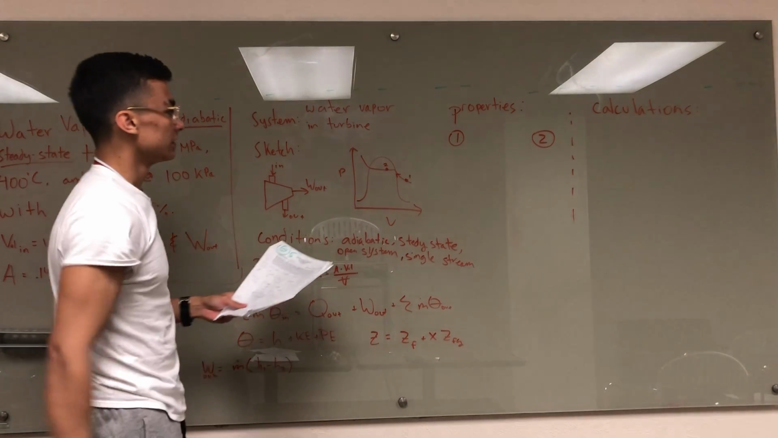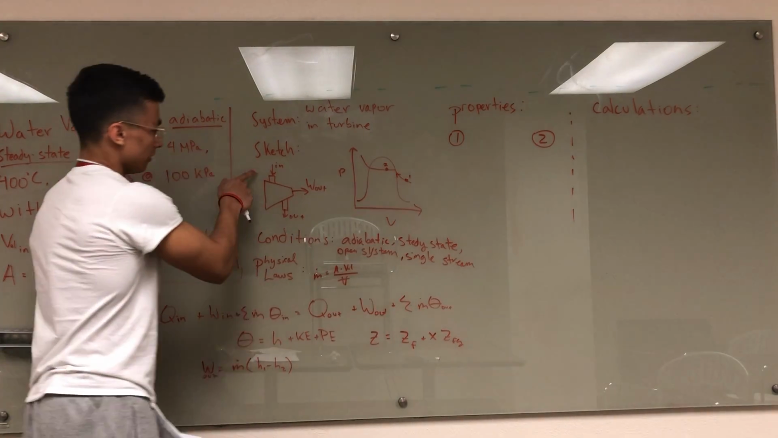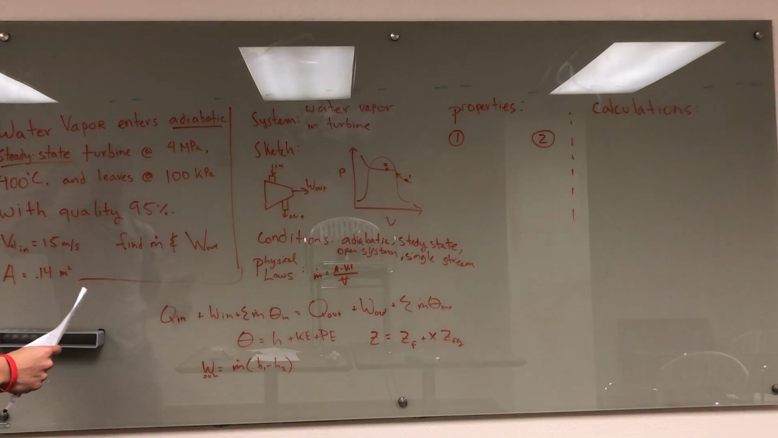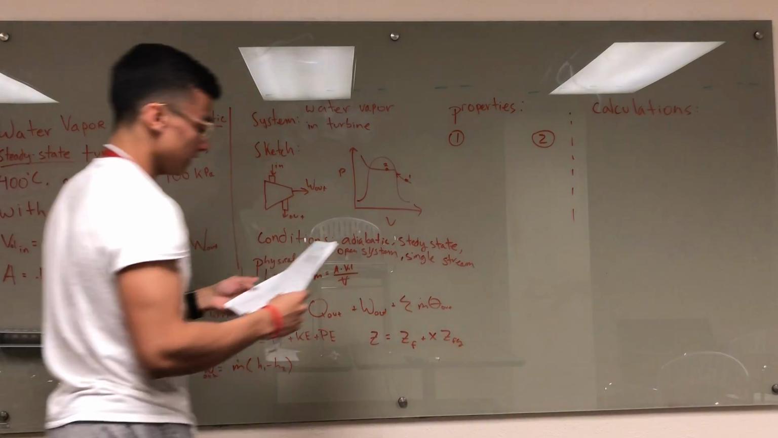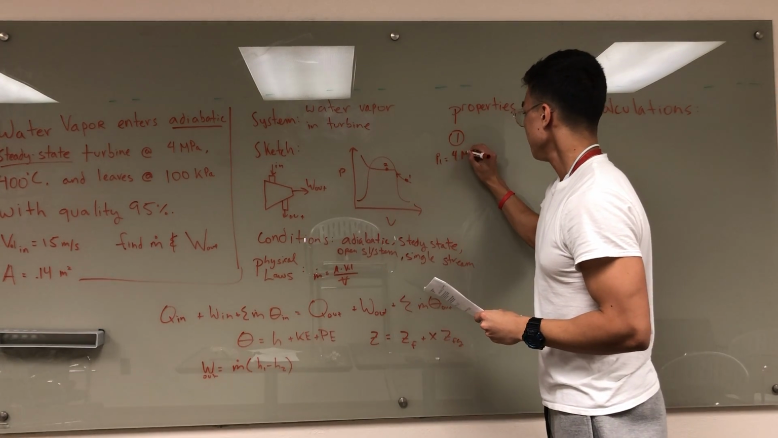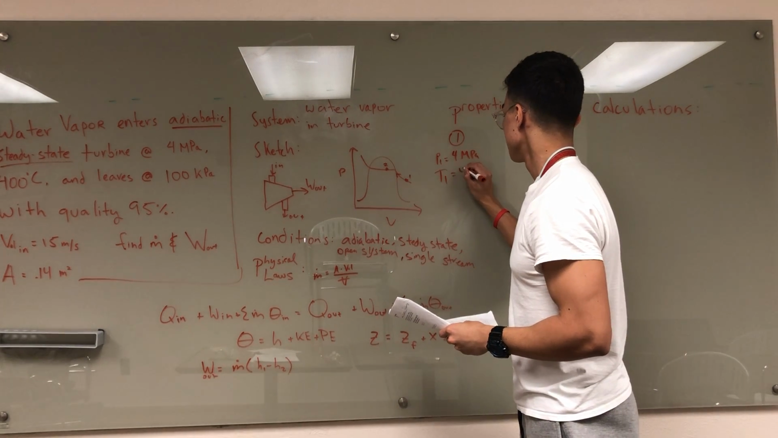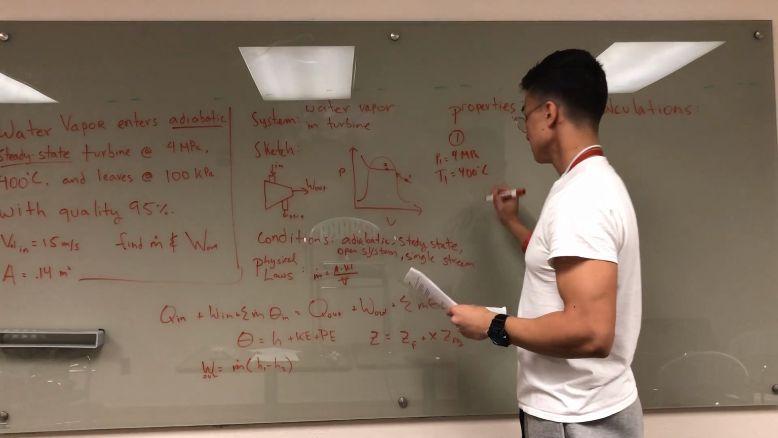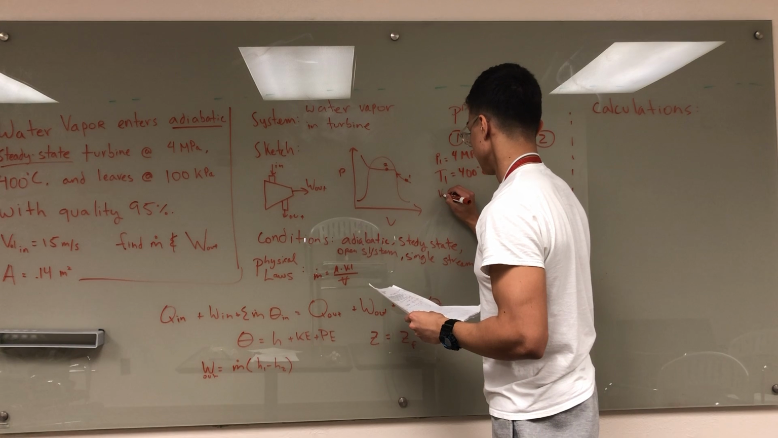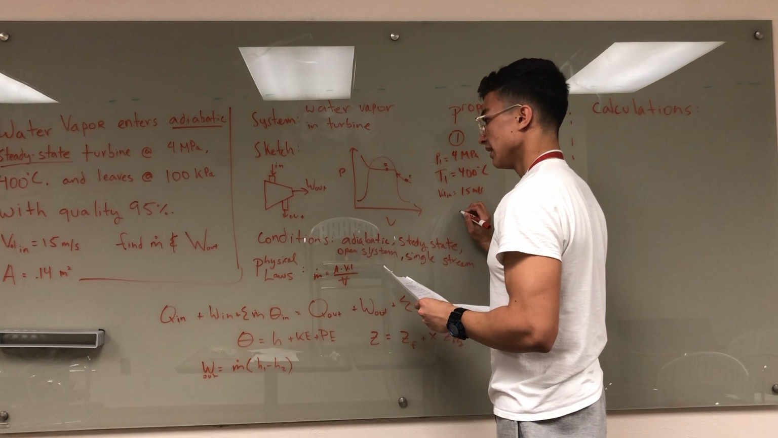Now let's get into the properties. So the properties, I like to split them into two, like the first scenario and the second scenario, so the in and the out. So let's see, the problem is telling us it goes in at 4 MPa, so we're going to have P1 equals 4 MPa. It also gives us the temperature, which is 400 degrees Celsius. It also gives us the velocity, so let's just write that down. Velocity inlet equals 15 meters per second, and it gives us the area.